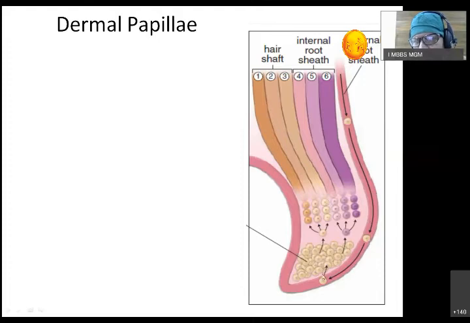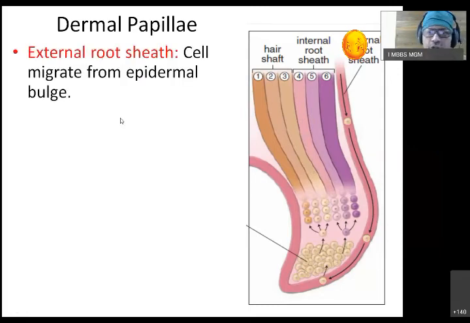Now they will come here, get accumulated, and start dividing. Once they start dividing, they will be forming all the layers of the hair root, because this plays an important role whenever we talk about hair transplant surgeries and all those things. So external root sheath cells migrate from the epidermal bulge and they will act like a stem cell.